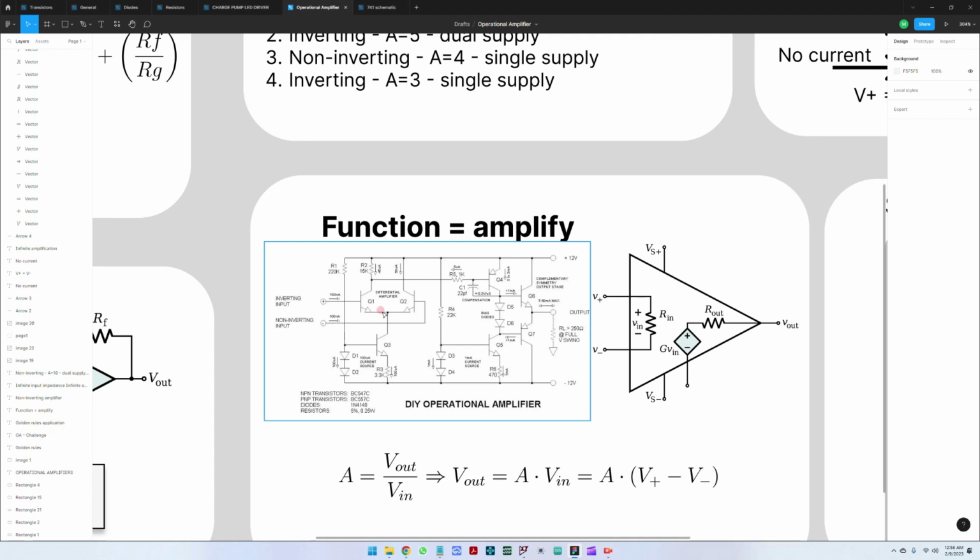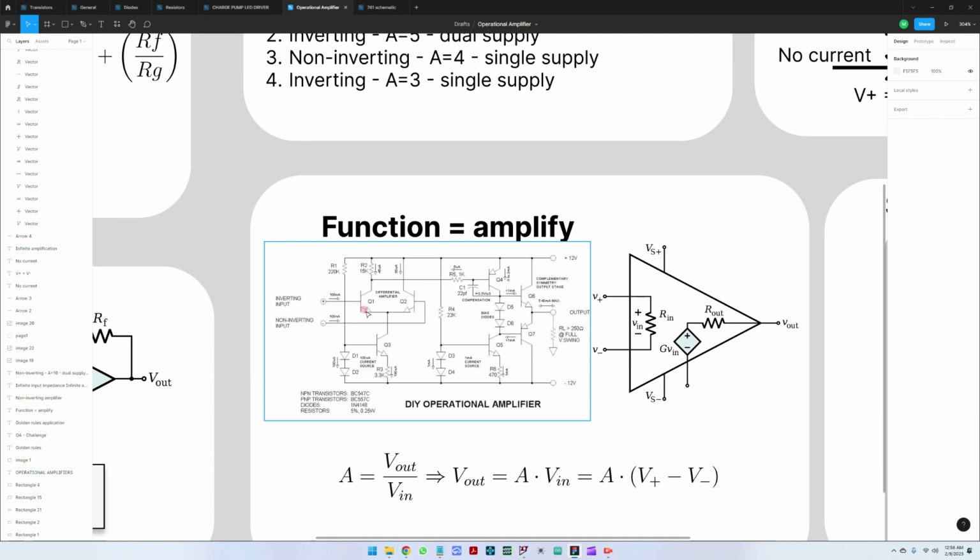So this point here is 0.7 volts, let's say the voltage drop between the base and emitter for the Q1 transistor, and it's also 0.7 volts from the base of the Q2 transistor here. So they tend to have the same voltage level here.